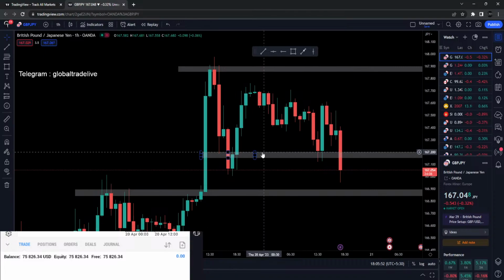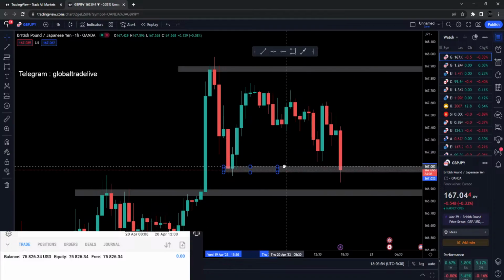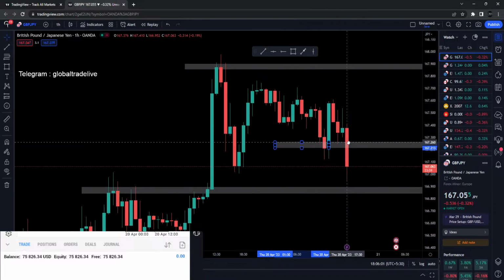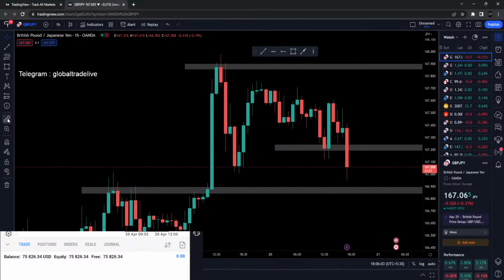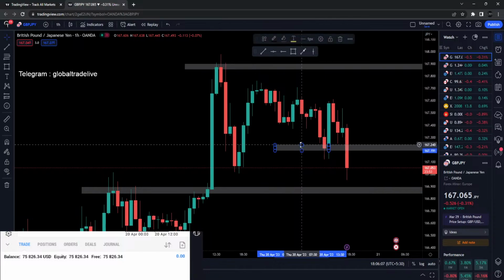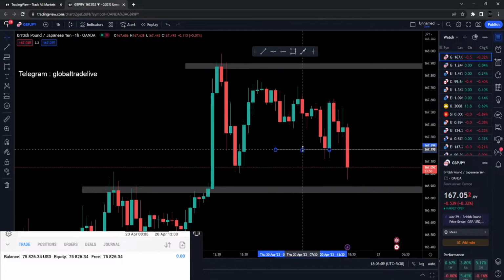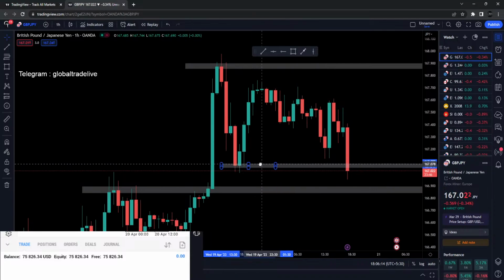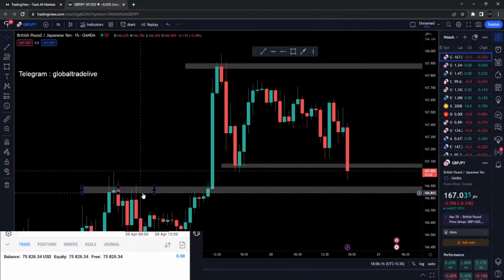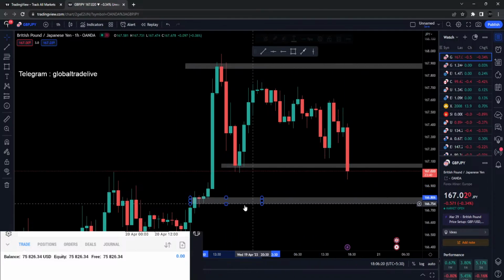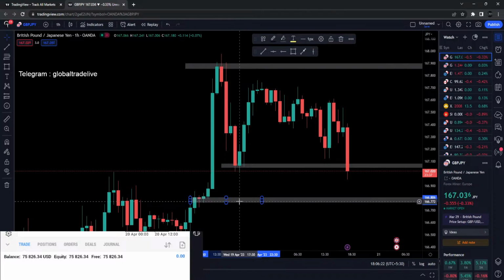Then we have this level over here. Actually, this was the level, and the range is not much. Okay, then we have this level over here, and we can expect the market to come down over here.